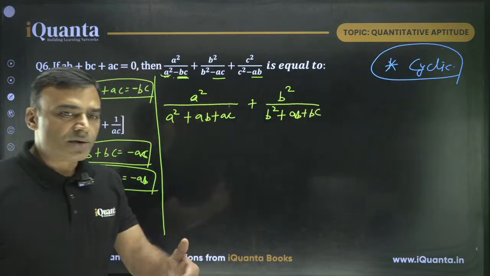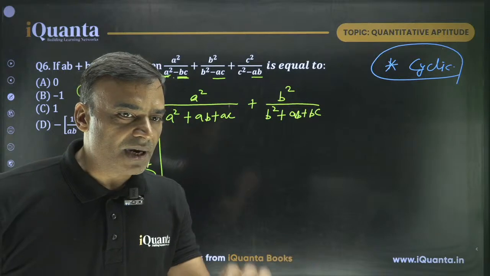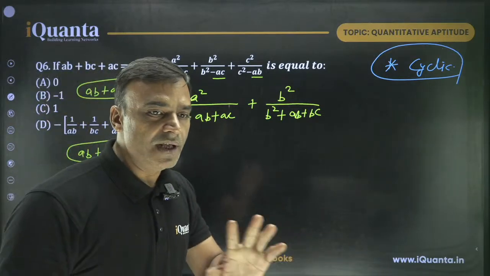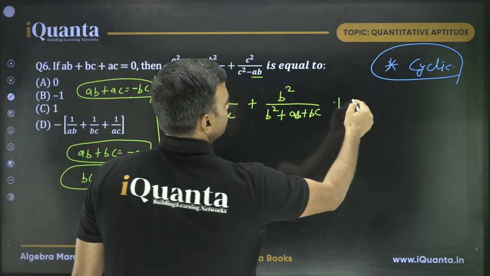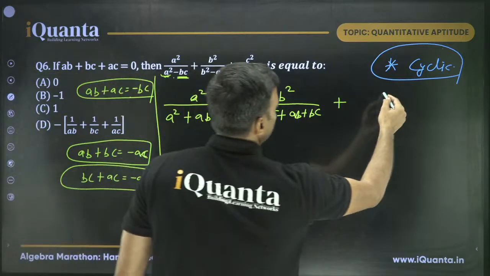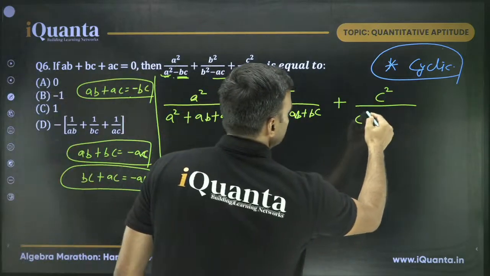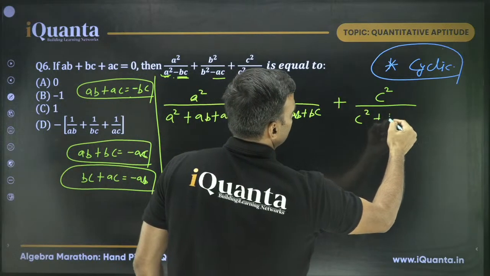I would also like to hear in comments, is my language fine? Sometimes I speak in Hindi, but I assure you that whatever I speak in Hindi, I also repeat in English. So don't worry, nobody will miss out on anything. Okay? Plus C square divided by C square minus AB. Minus AB is BC plus AC.